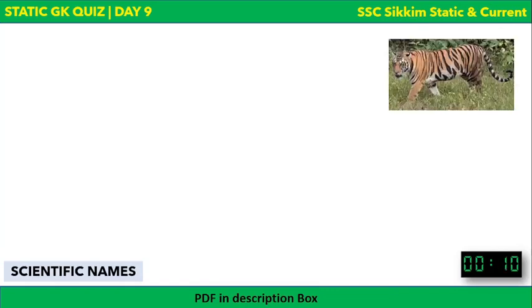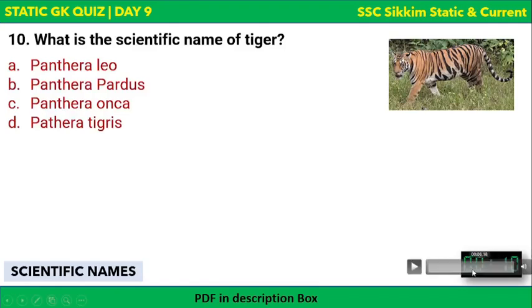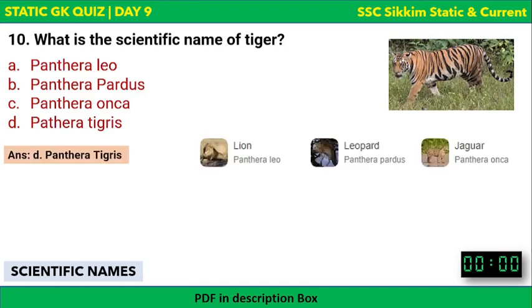Very complicated names. The last one: what is the scientific name of, as you can see on this picture, tiger? The options are there, and the time begins now. Panthera leo, Panthera pardus, Panthera onca, Panthera tigris. The correct answer is Panthera tigris. It's easy to remember as well. Panthera leo is lion, like Leo, the zodiac sign. Panthera pardus is the leopard, and Panthera onca is the jaguar. Panthera tigris is the right answer. It's tiger. With this, we complete scientific names.